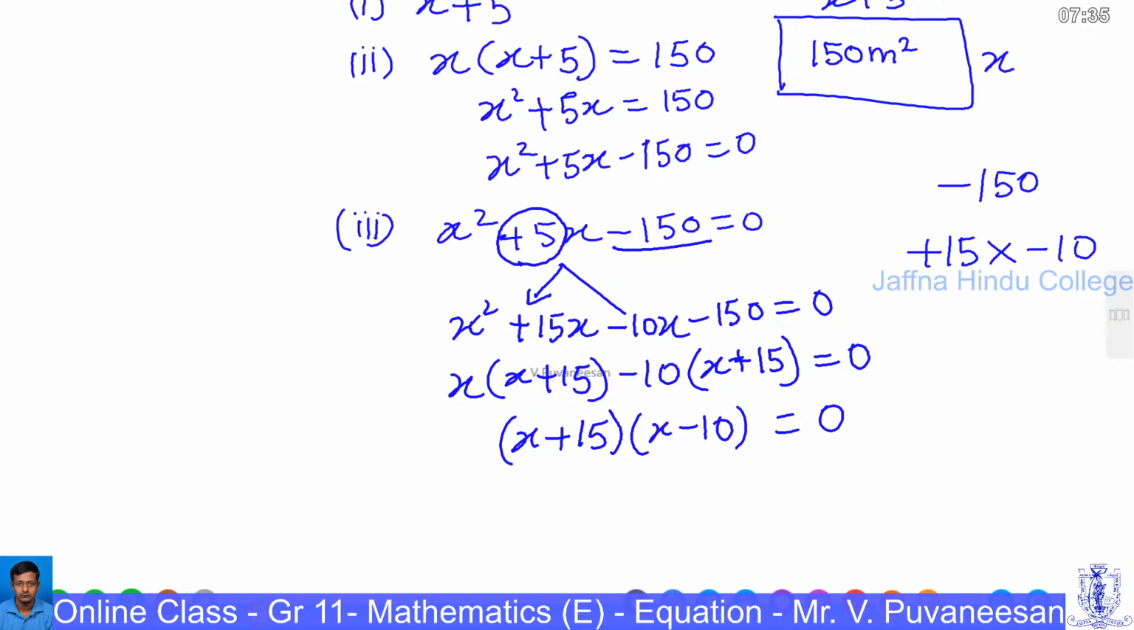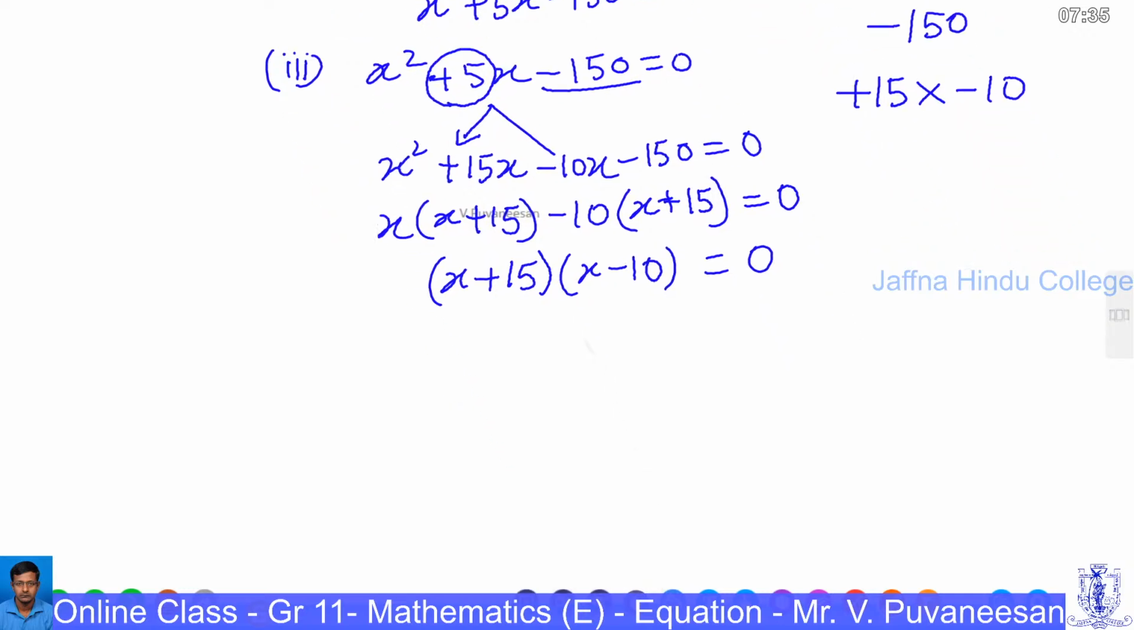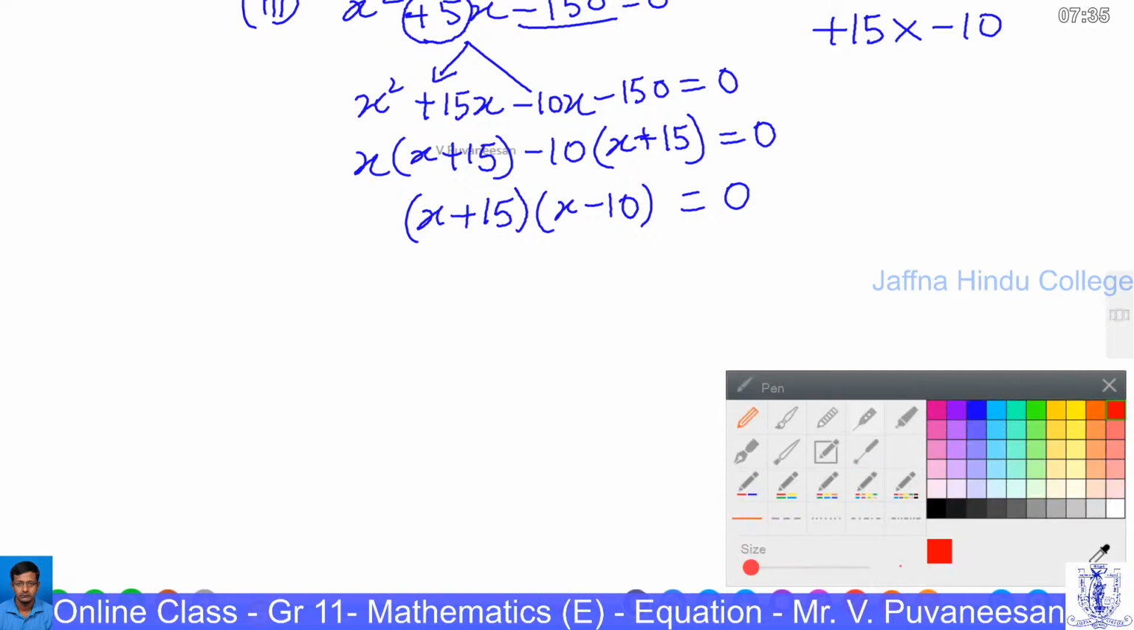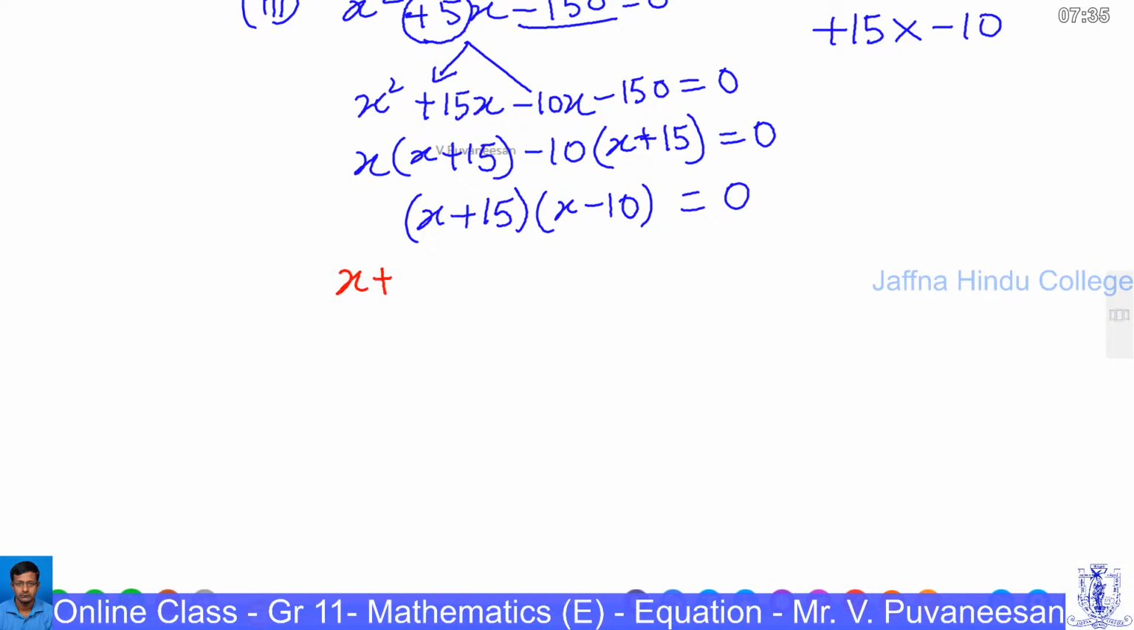Now we factorized what we asked in the question. Solve the quadratic equation to find the length and width. Now if we consider x plus 15 equals 0, x will be minus 15, and otherwise we consider x minus 10 equals 0, x will be 10.